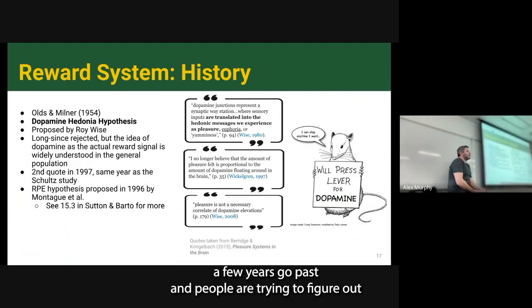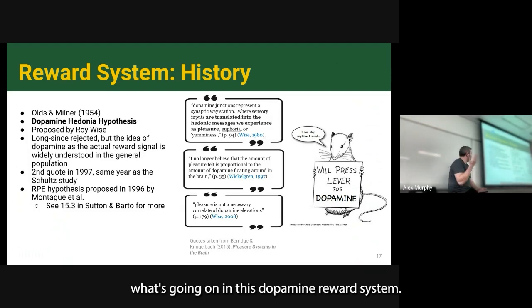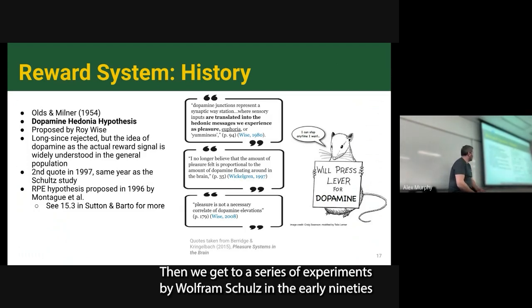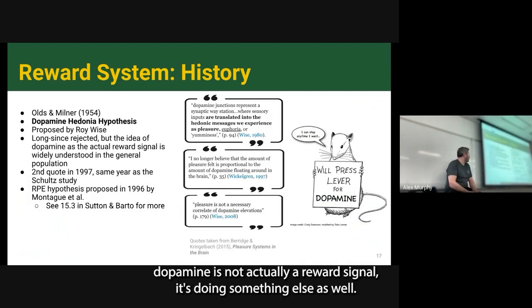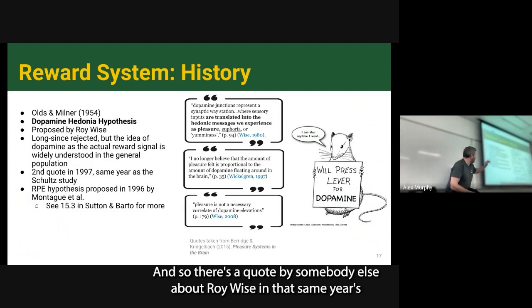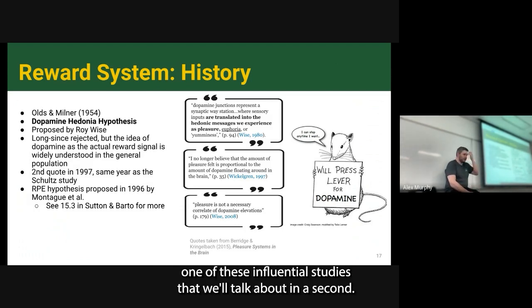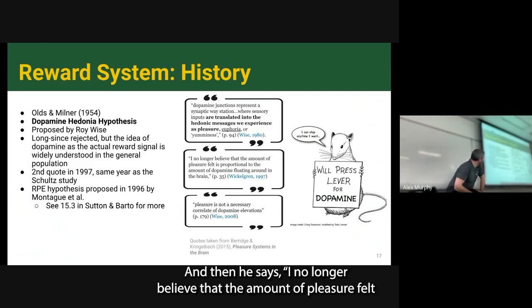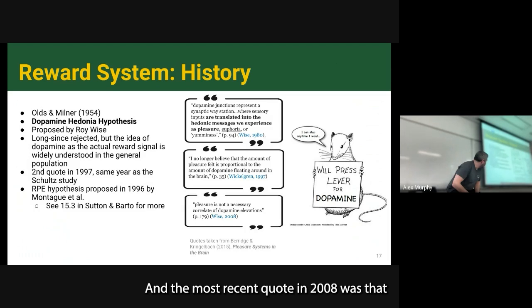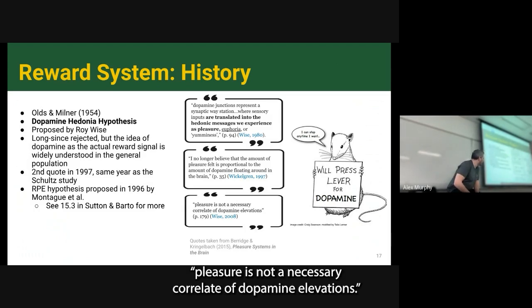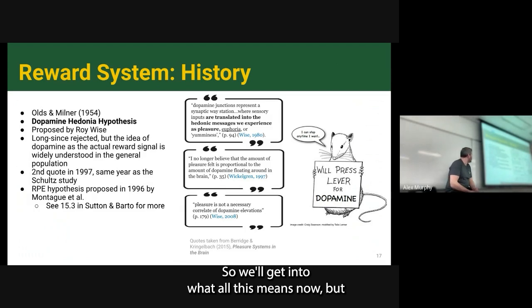Then a few years go past, and people are still trying to figure out what's going on in this dopamine reward system. Then we get to a series of experiments by Wolfram Schultz in the early 90s and mid to late 90s as well, where he started to say, okay, dopamine is not actually a reward signal, it's doing something else as well. And there's a quote by Roy Wise in that same year, from one of these influential studies that we'll talk about in a second. He says, I no longer believe that the amount of pleasure felt is proportional to the amount of dopamine floating around in the brain. And the most recent quote, in 2008, was that pleasure is not a necessary correlate of dopamine elevation.